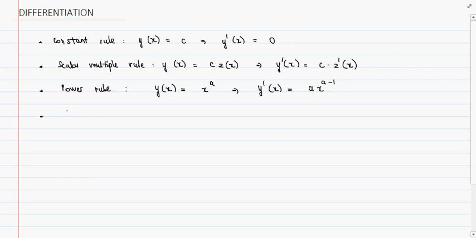Okay, now the next one is the log rule, where if I have a function y of x equal to the natural log of x, then if I differentiate this function with respect to x, I get 1 over x.